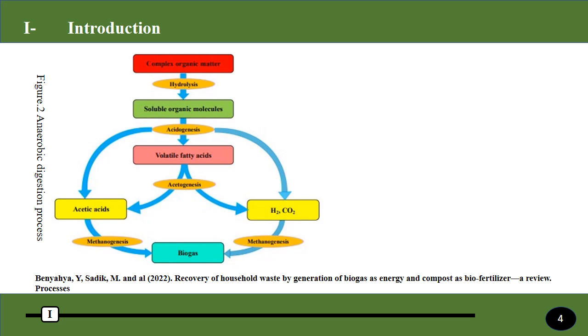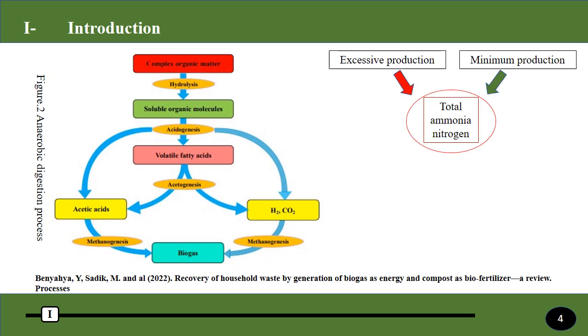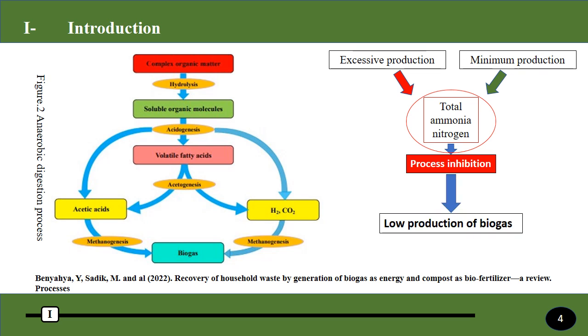So, an excessive formation of total ammonia, which is a byproduct of proteins, could raise the pH of the process and subsequently lead to the process inhibition. And on the other hand, a lower production of ammonia leads to minimum food for the bacteria, therefore the process inhibition. After that, a low production of biogas. So, it is significant to monitor or predict the total ammonia nitrogen concentration for maintaining the process stability.